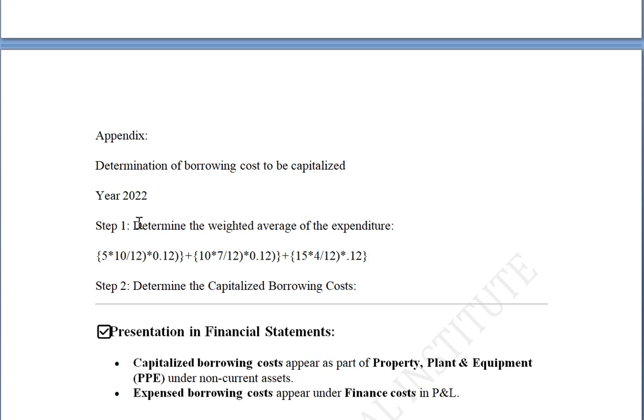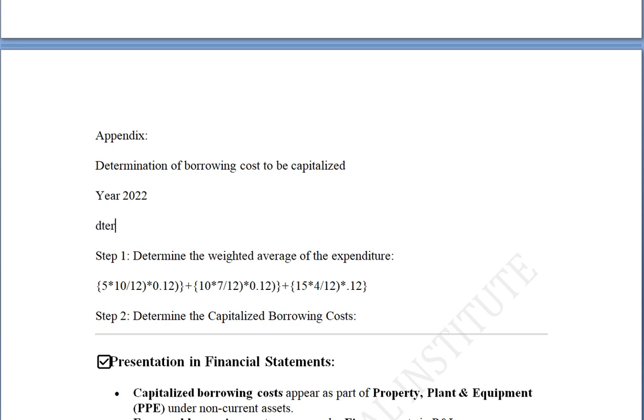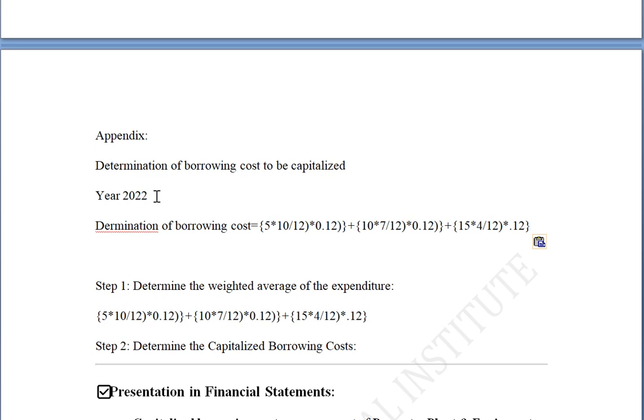This one, now what I'm doing here is, let me take this one up. Year 2022, determination of borrowing cost. So the borrowing cost will now be equal to directly this one, or use the below method. Or use the below method is the same thing. You are going to arrive at the same answer. Determine first the weighted average cost of capital.